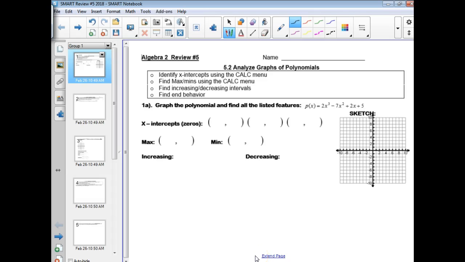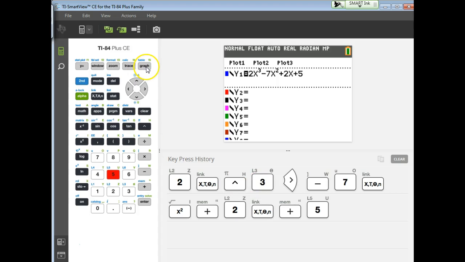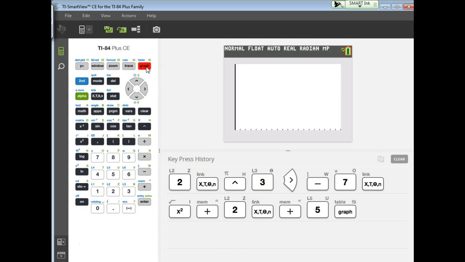All right, so review for summative number 5. We're going to try to get through all the A's if we can. So number 1, we're going to type our function in our calculator into y equals. We've already done that. And then we're going to graph it. Oh, I do not have the standard viewing window. So a quick way to get back to our standard viewing window is to go to Zoom and choose 6.